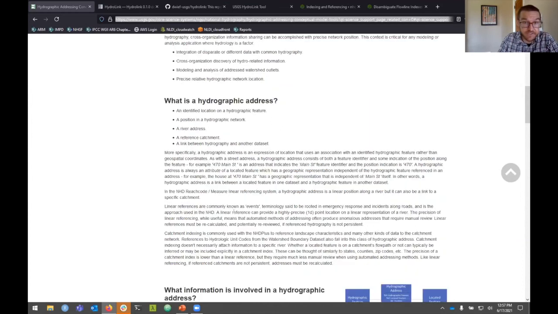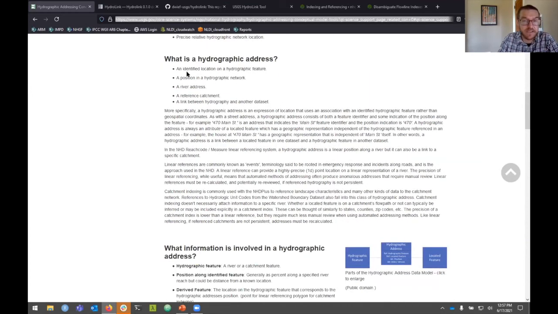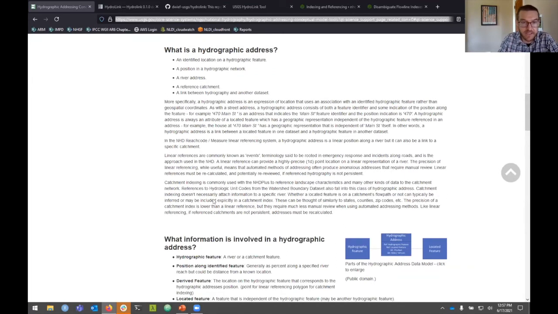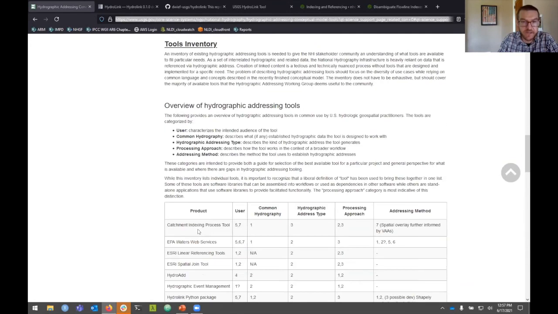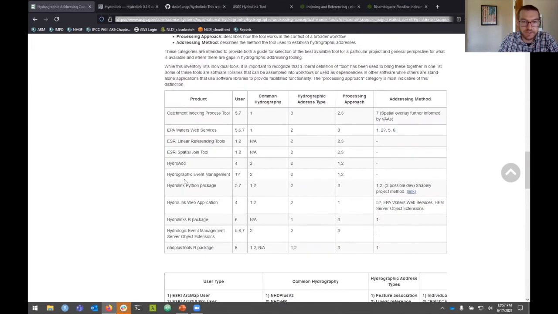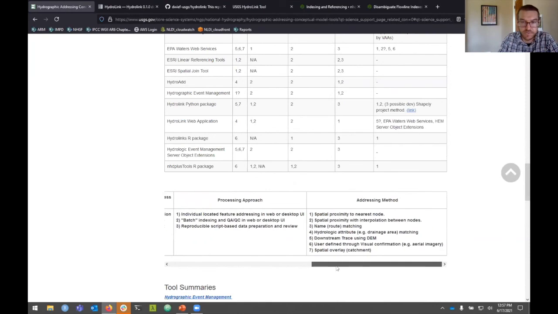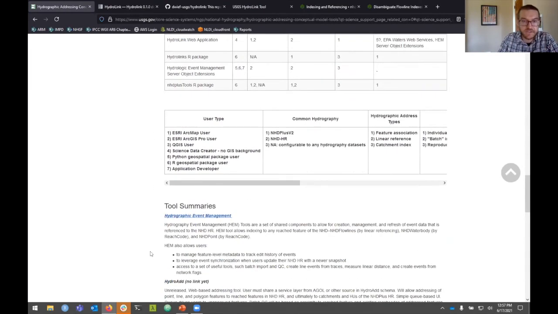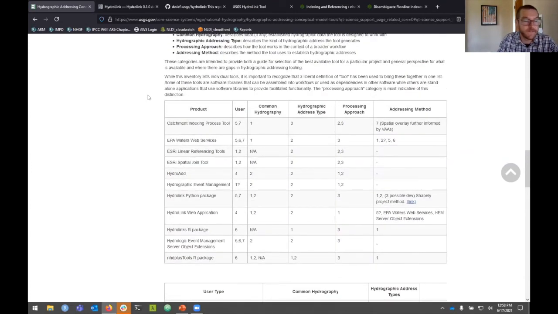what is a hydrographic address, because it's not always entirely clear what it is. A hydrographic address does not have to be a hydrologic location or hydrolocation. There's a little bit more to it than that. What information is involved. And then probably the most important or most useful piece here is an inventory of existing tools and a description of what they can do, what they're like, and who they're useful to. So this could be a very good resource for a number of you if you weren't aware of it. It hasn't been distributed very broadly, but it's also fairly new and not super complete. But it was the best we could do with the information we had as we were working through it last year.